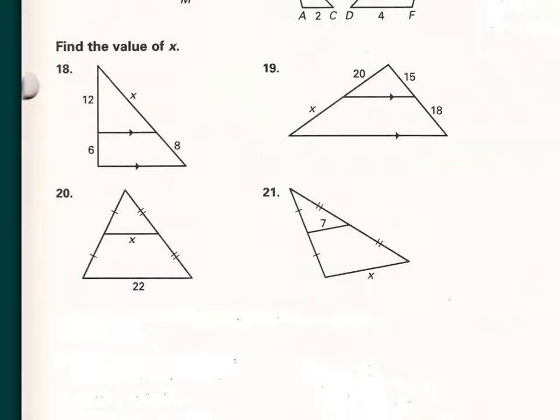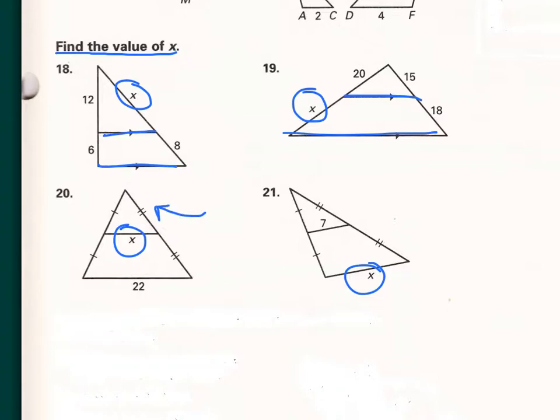Okay, 18 through 21, we got to find the value of x. There's x. There he is. There he is. Each one's a little bit different than the other one. Okay, pay attention to the fact that you got parallel lines here and here and here and here, and then 20 and 21 are slightly different. Make sure you look at the tick marks. Okay.